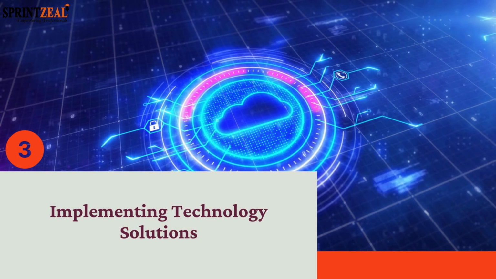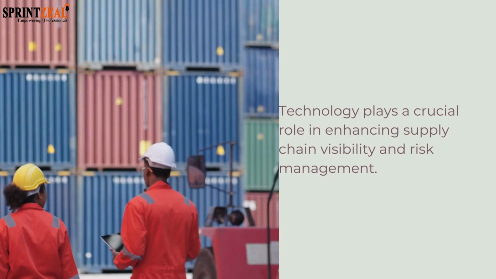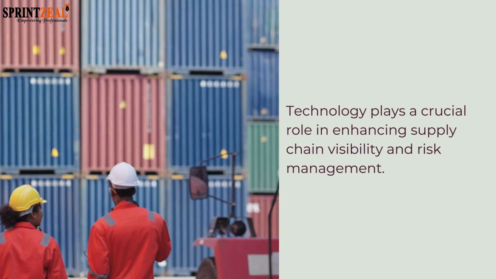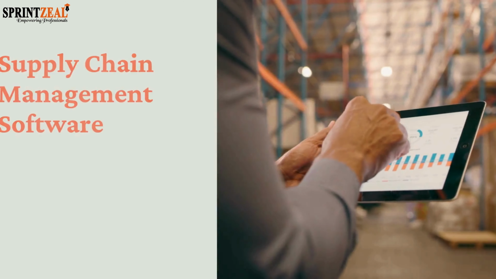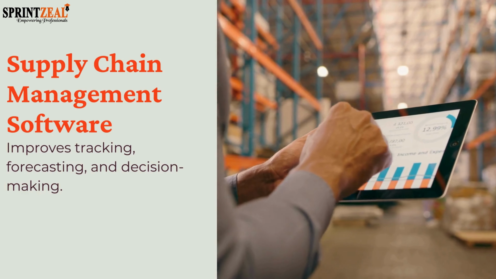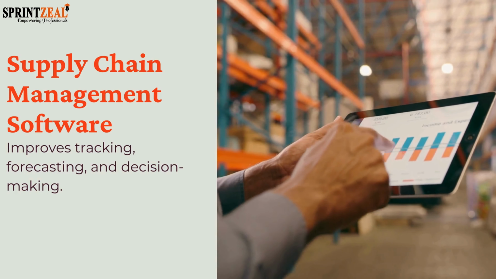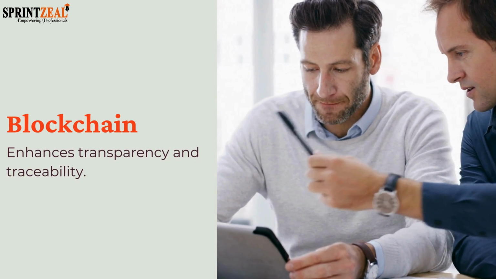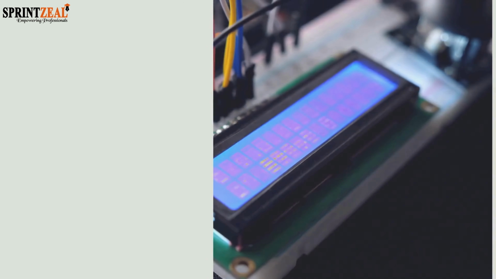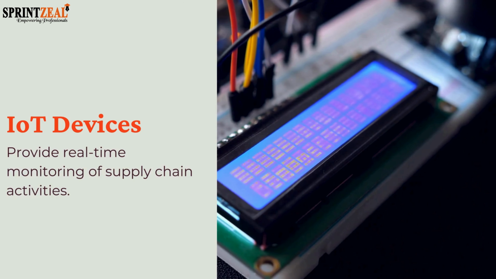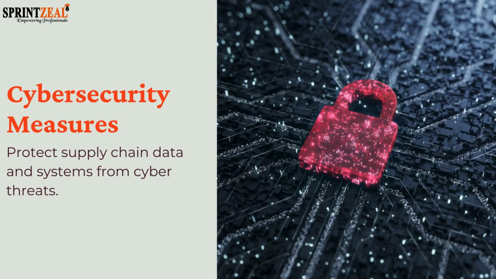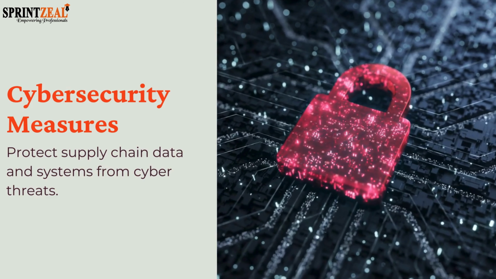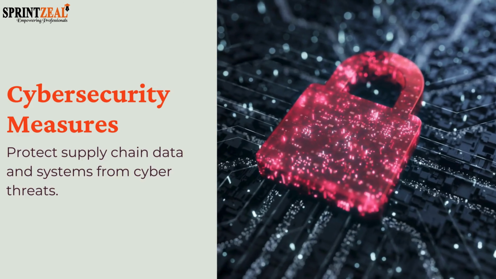3. Implementing technology solutions. Technology plays a crucial role in enhancing supply chain visibility and risk management. Supply chain management software improves tracking, forecasting, and decision-making. Blockchain enhances transparency and traceability. IoT devices provide real-time monitoring of supply chain activities. Cybersecurity measures protect supply chain data and systems from cyber threats.